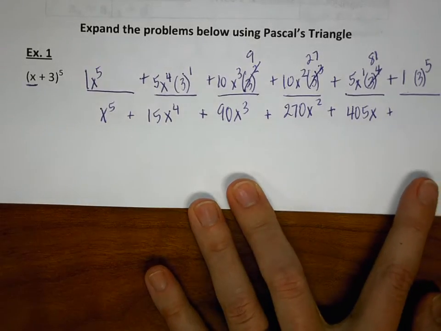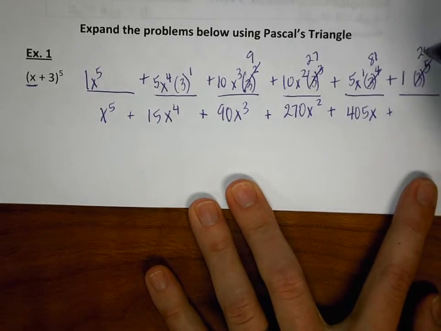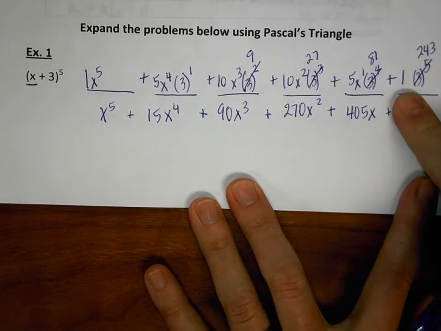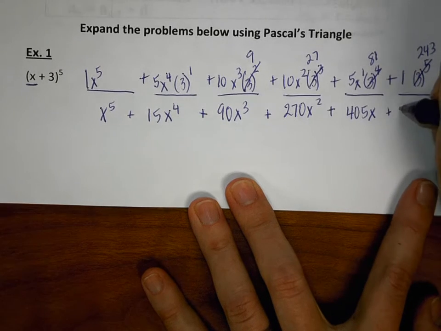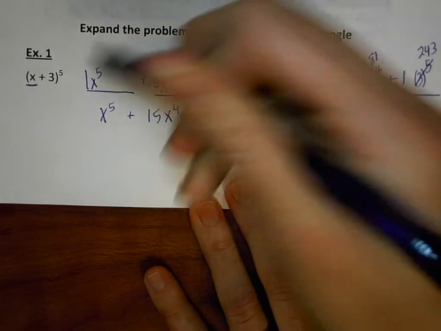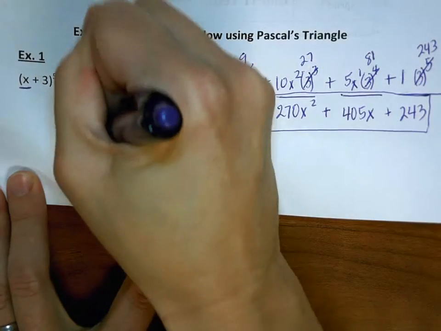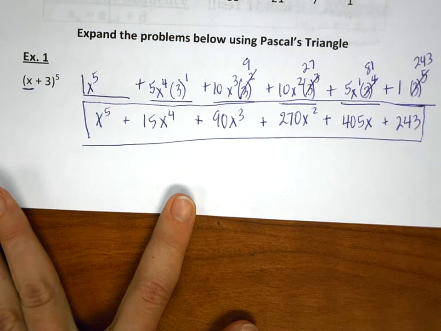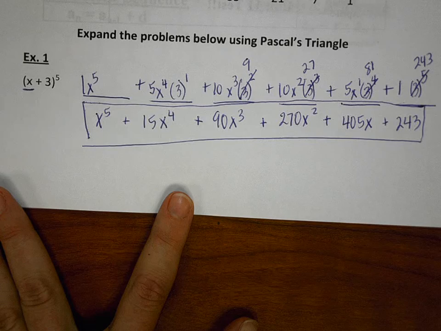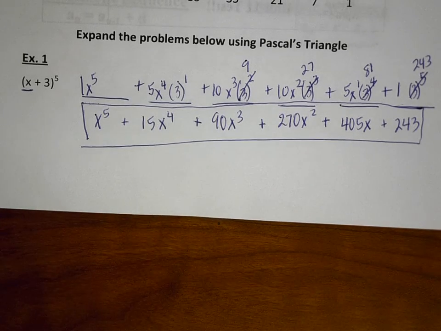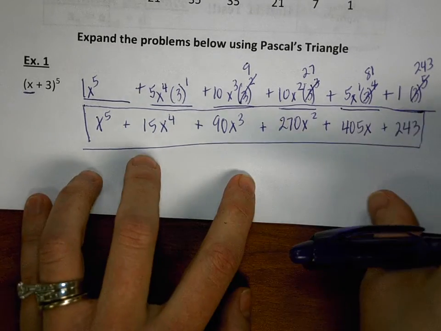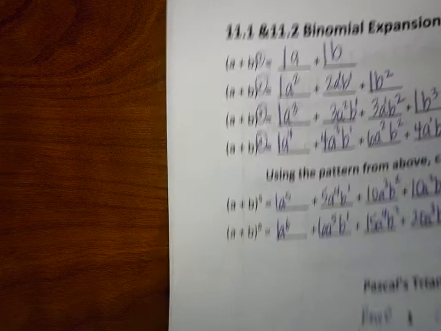What's 3 to the fifth? 243. And then 243 times 1 is just 243. And so this is my answer. Okay. Questions? All right. It is pretty cool, huh? It's nice seeing patterns.